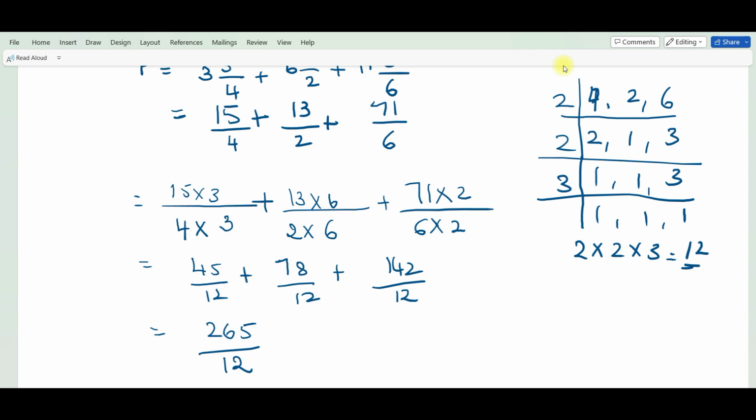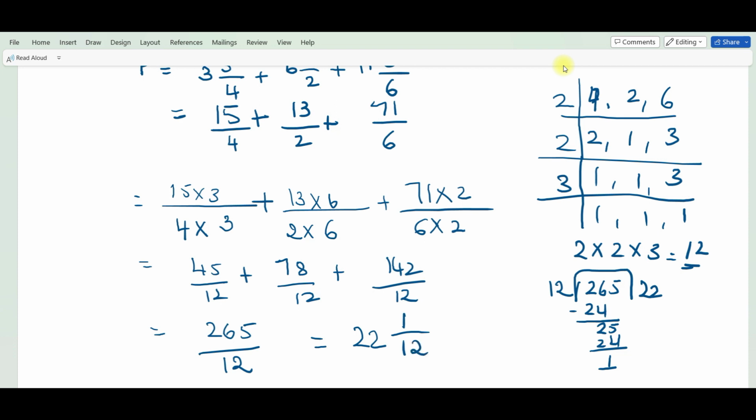So what you do is, 265, you take a division method. 12 2 times would give me 24. Now I have 2 and 5. Now again 12 2 times would give me 24, and I have a remainder 1. So I can write the mixed fraction as the quotient is 22, the remainder is 1, and the divisor is this. So the answer for this, the perimeter of this, would be 22 1 by 12 centimeters. This is how you can find a perimeter for a triangle.